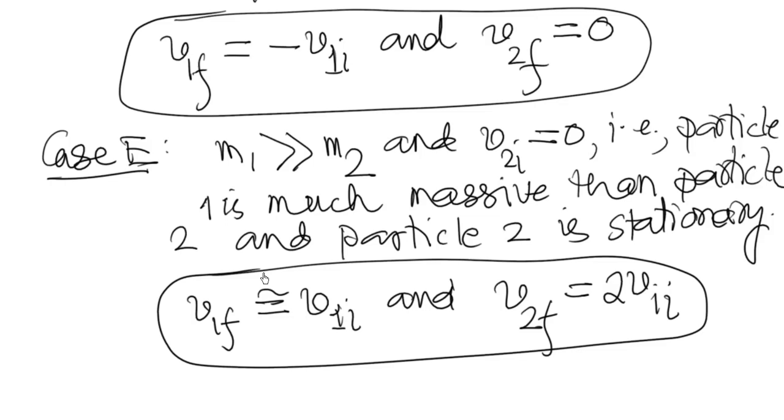This means that the velocity of the massive incident particle is virtually unchanged by the collision with the light stationary particle, but that the light particle rebounds with approximately twice the velocity of the heavy incident particle. You see the twice, two times. The motion of a bowling ball is hardly affected by collision with an inflated beach ball of the same size, but the beach ball bounces away quickly.